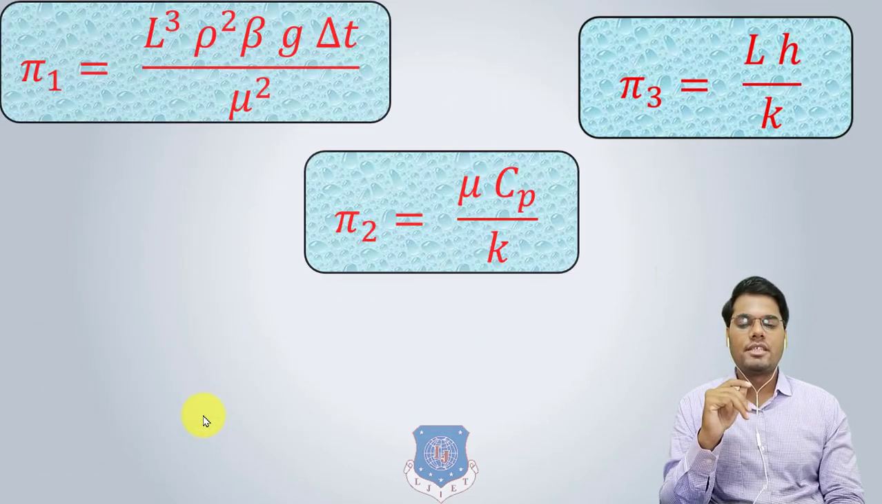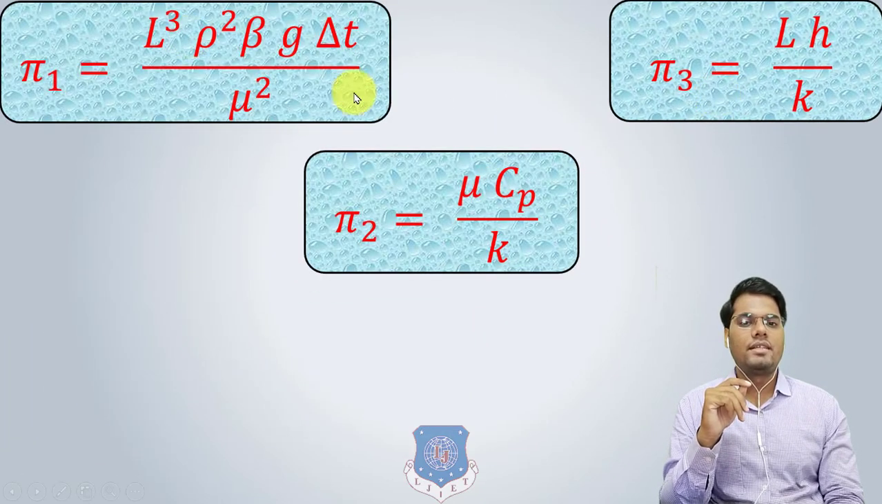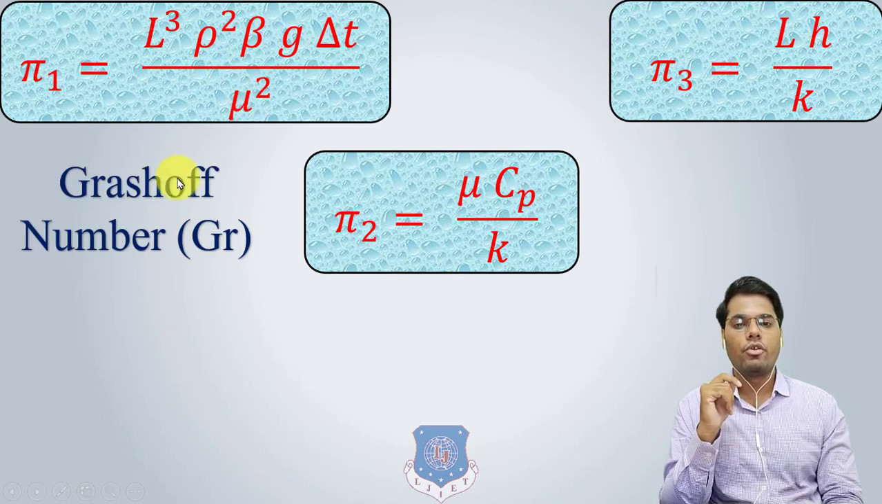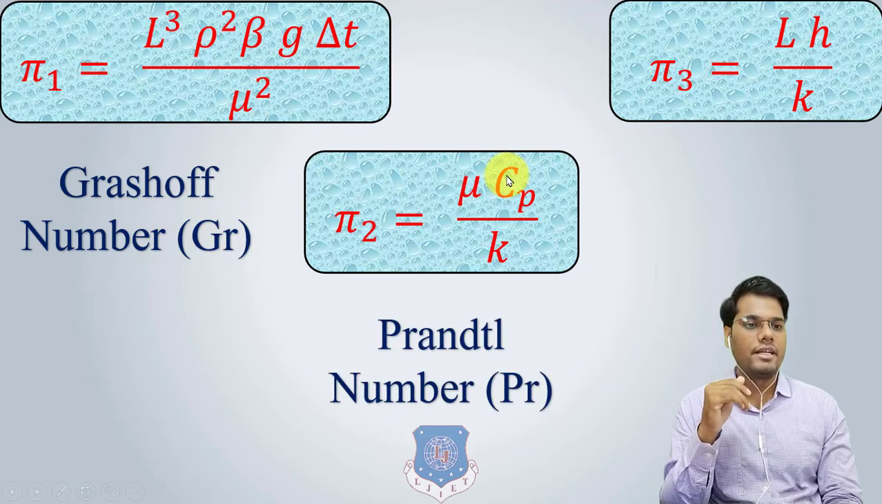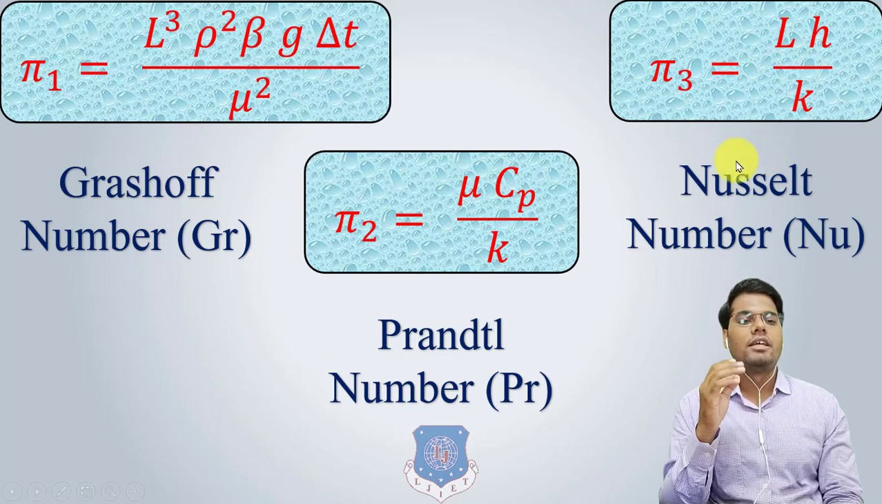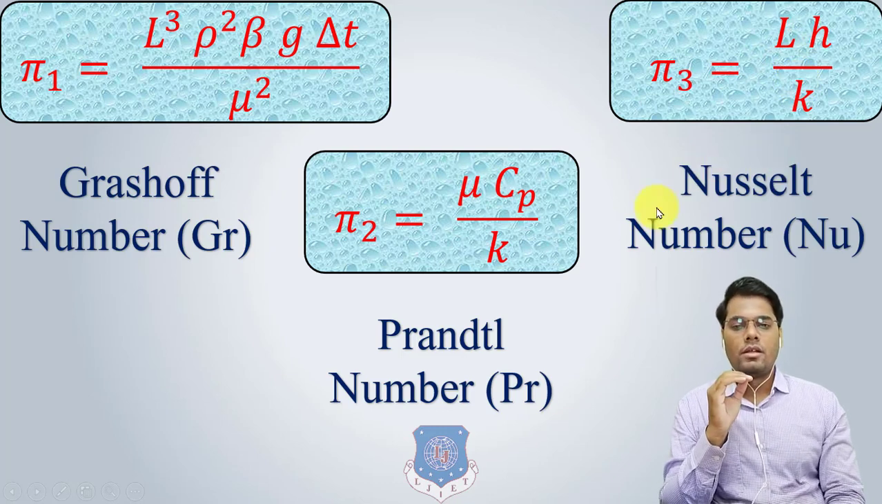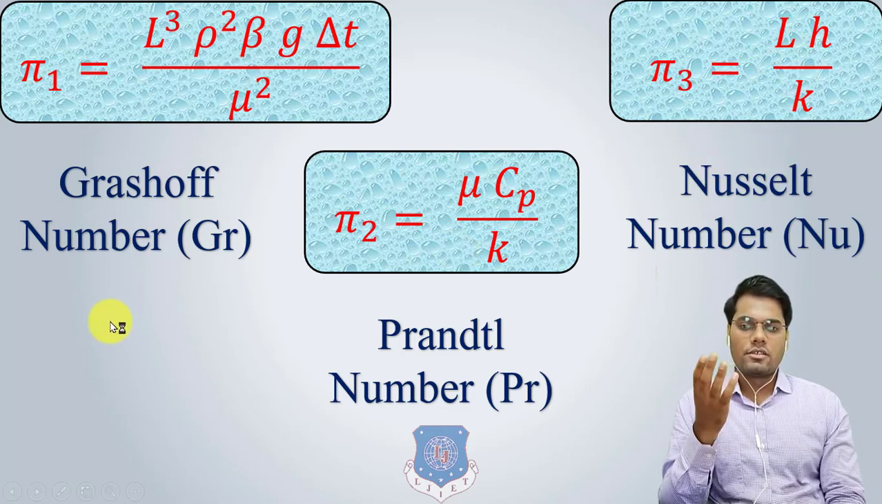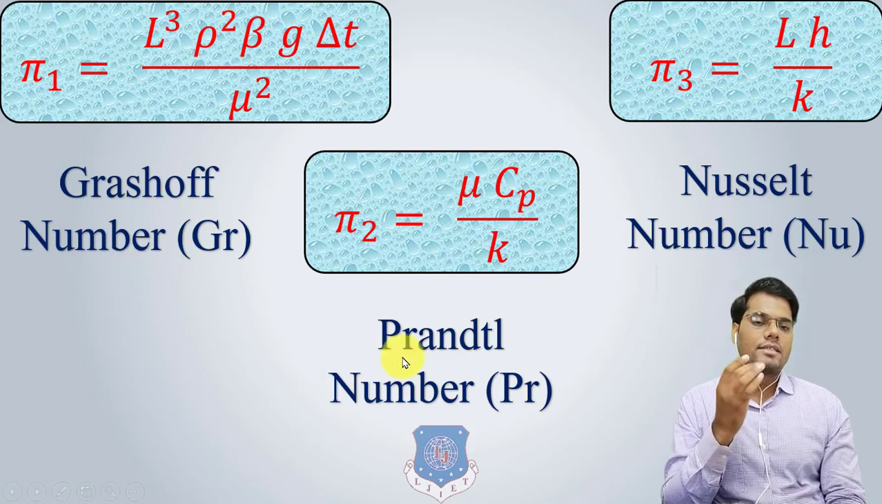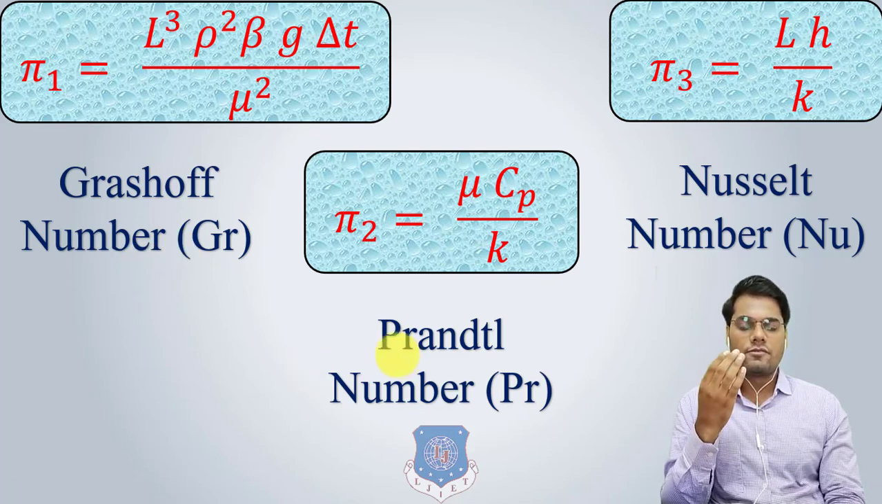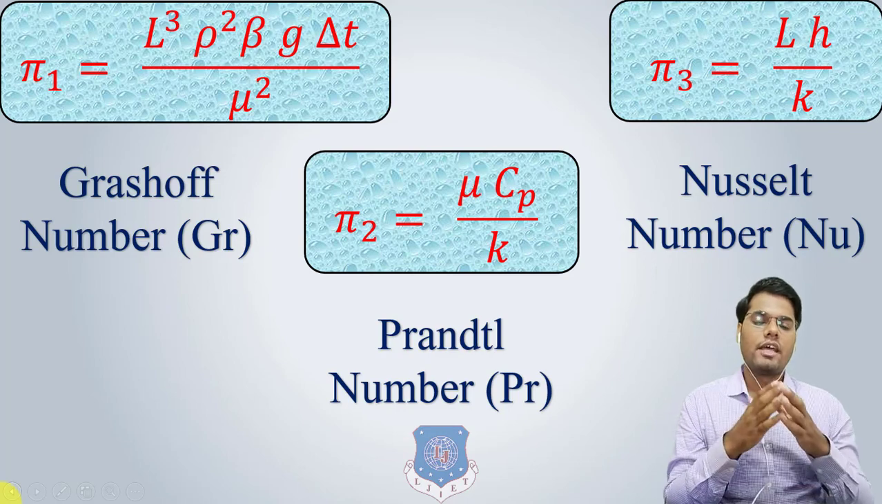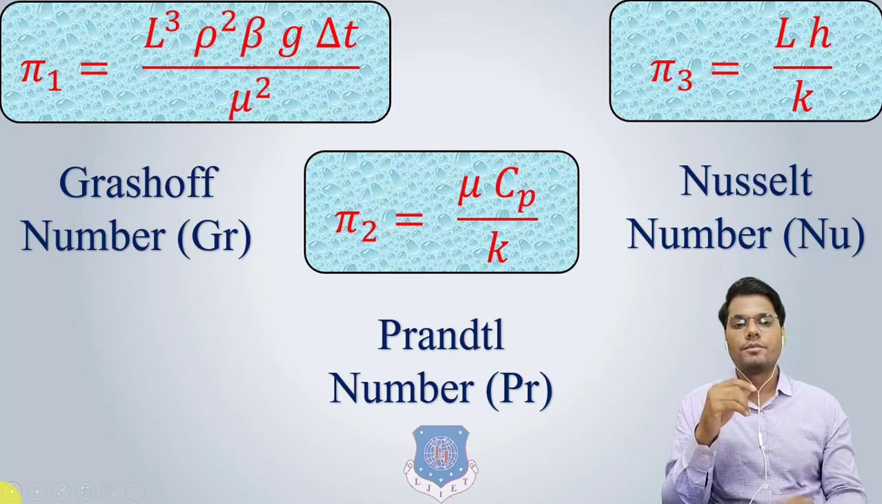So we have 3 dimensionless numbers, pi 1, pi 2 and pi 3. This pi 1, L cube rho square beta g delta T upon mu square, is known as the Grashof number, denoted by capital G small r. This mu Cp by k we know is the Prandtl number, and this hL by k is known as the Nusselt number. The physical significance of the Grashof number, Prandtl number and Nusselt number we will discuss in our upcoming videos.